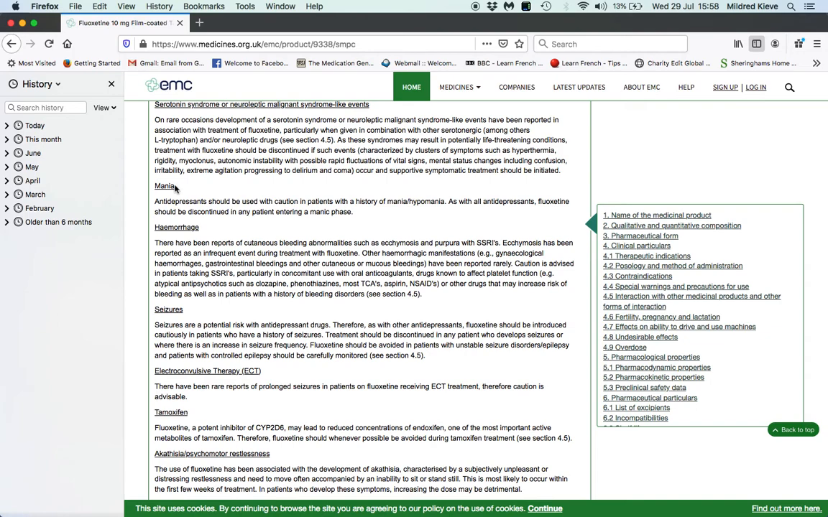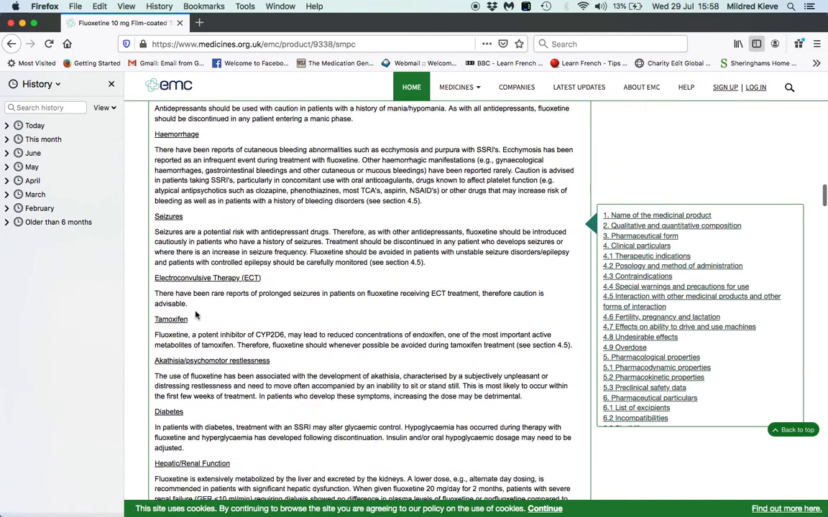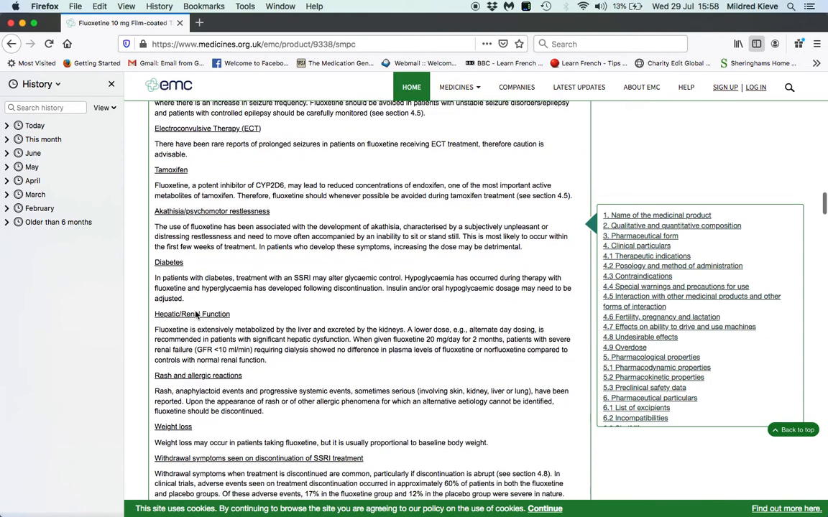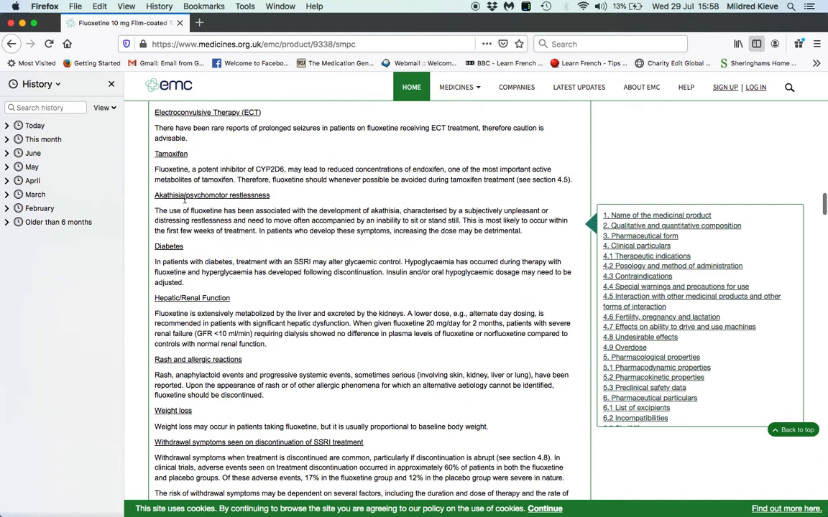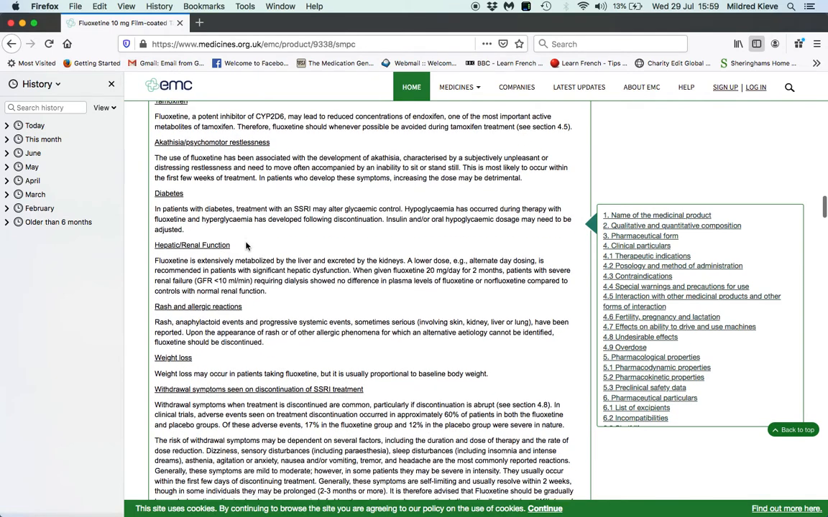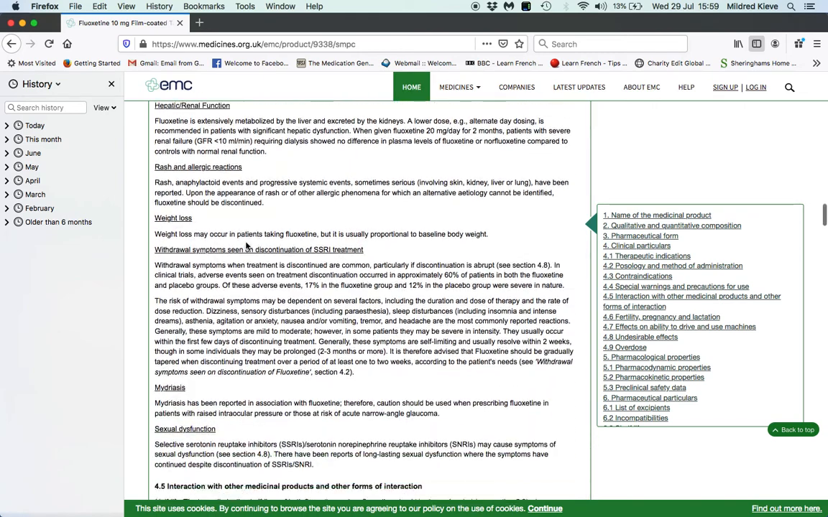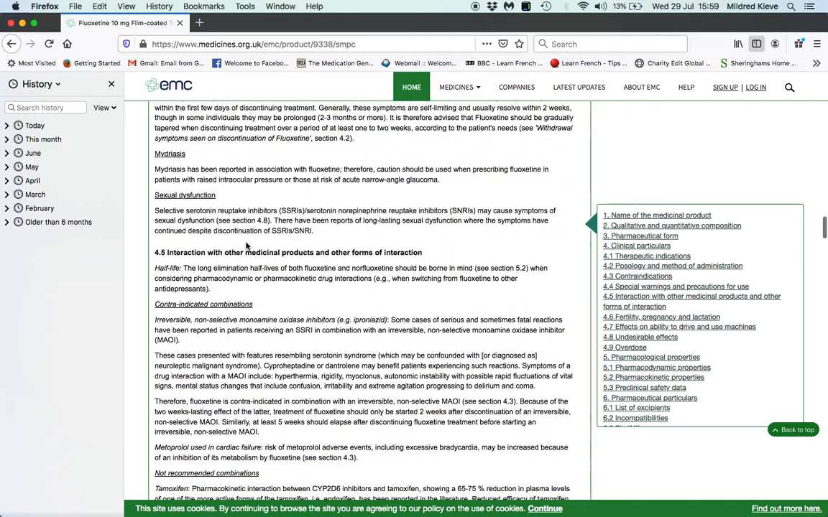So you see, you've got mania, you've got hemorrhage, you've got seizures, lots of different side effects that you should know about. Akathisia, psychomotor restlessness. This is something that's not being talked about very much by the doctors, but the patients are certainly talking about it. A very nasty, distressing restlessness that leads to people sometimes self-harming or even, sadly, taking their own life. So akathisia is something we should all know about.